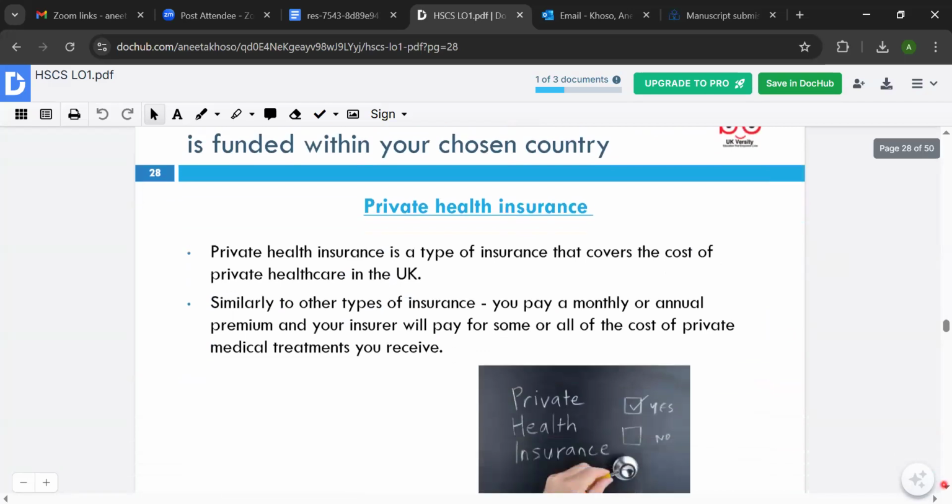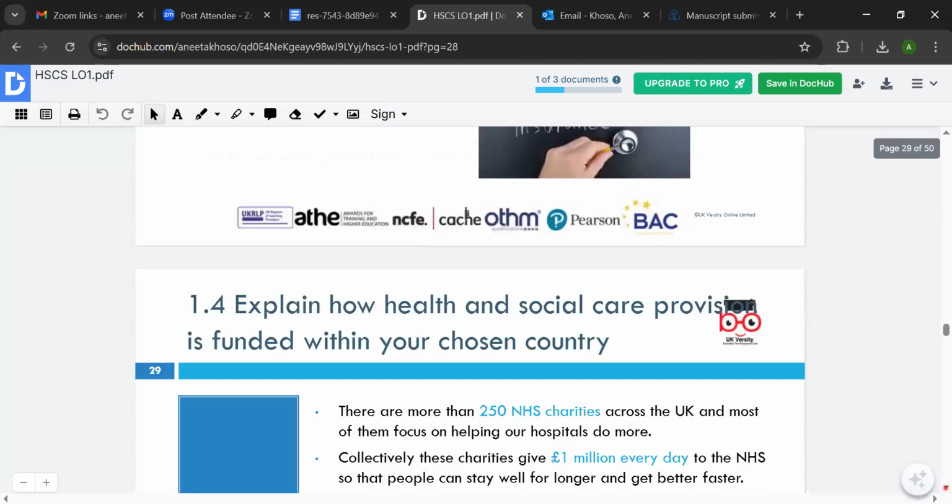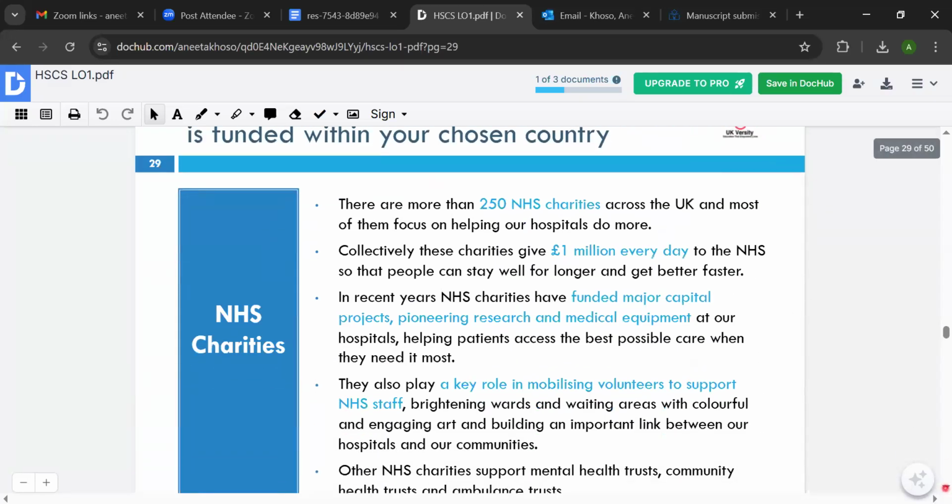Private health insurance we were talking about yesterday. So it's a type of insurance that covers the cost of private healthcare in the United Kingdom. It's similar to other types of insurance where you pay a monthly or annual premium, and your insurer will pay for some or all of the cost of private medical treatments that you receive. This is another way to get healthcare.